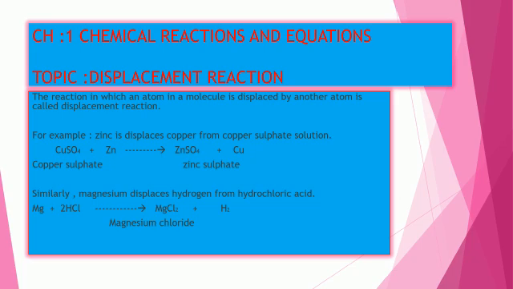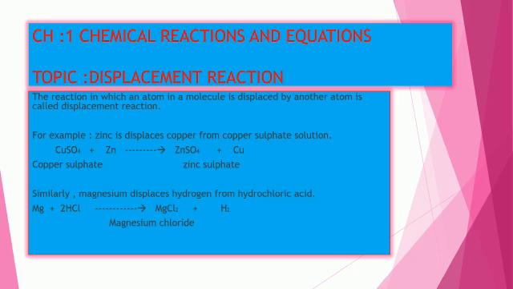Hello students, we have completed topics like combination reaction, decomposition reactions and the types of decomposition reactions. Today we will start from displacement reaction. What is displacement reaction? The reaction in which an atom in a molecule is displaced by another atom is called displacement reaction. For example, zinc displaces copper from copper sulfate solution. Copper sulfate plus zinc, when reacted together, will give zinc sulfate and copper.